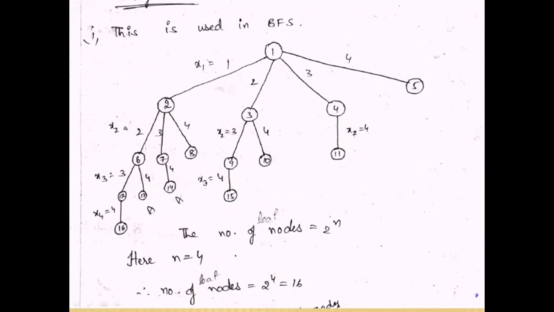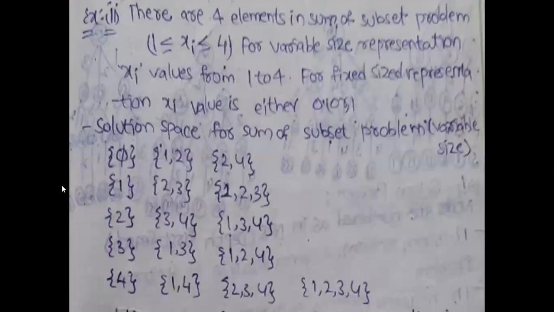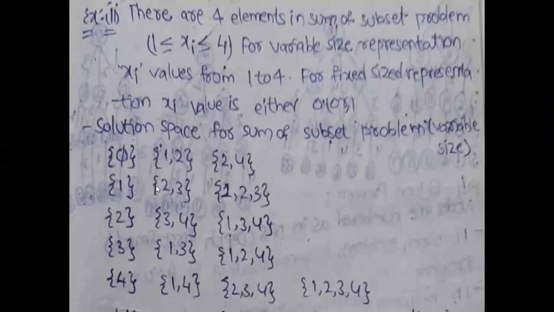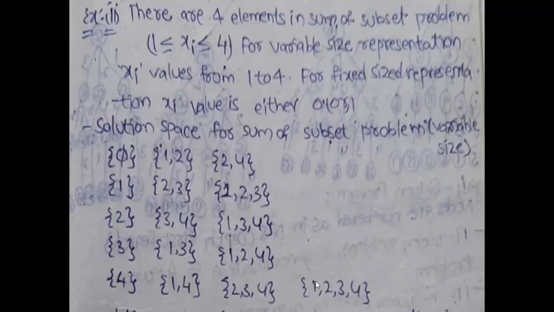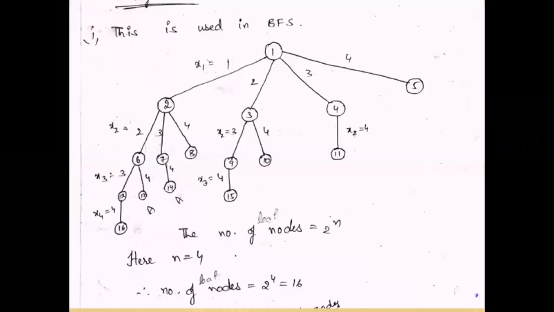The total number of solutions is 16. That is 1, 2, 3, up to 16. The 16 solution spaces are represented by 16 nodes. So 16 means 2 power n. Suppose the total number of elements is 4, so 2 power 4 is 16.